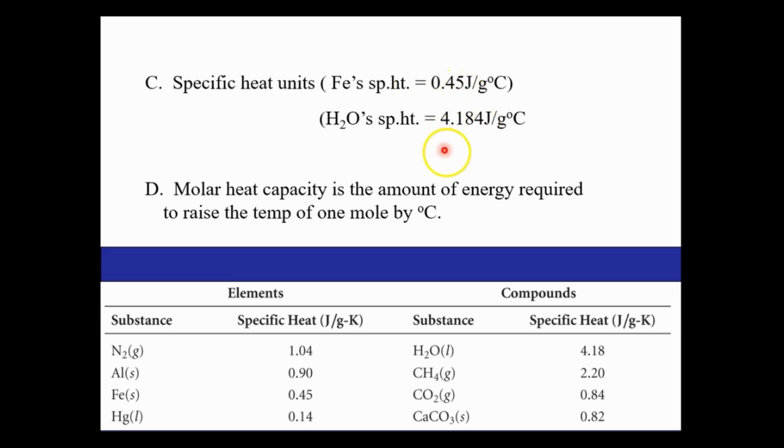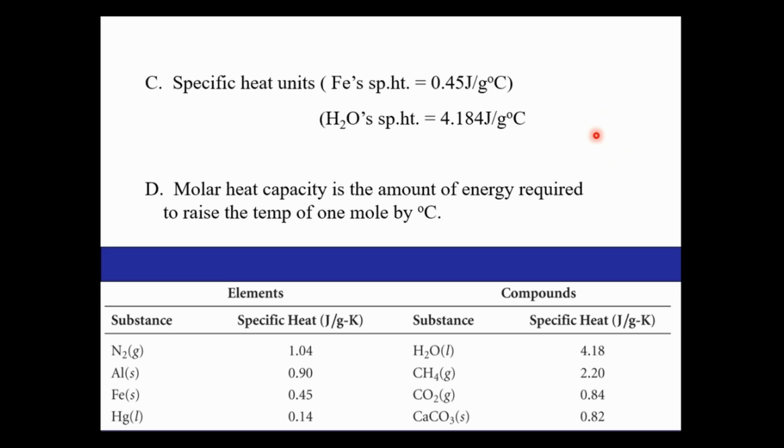Notice this is a 10 times difference, roughly. Here's 4, here's 0.4. So when you add some heat to iron, its temperature change is going to change a lot quicker or greater than adding the same amount of heat to the same mass of water.